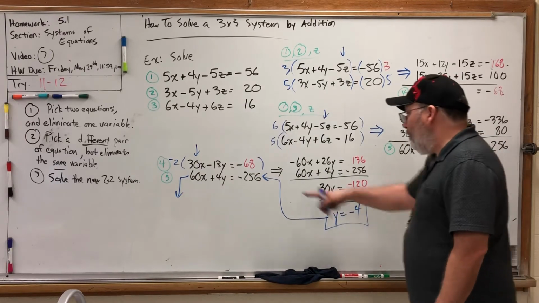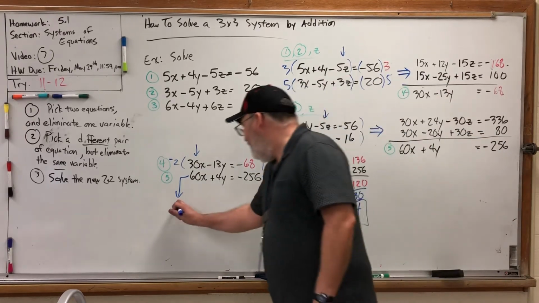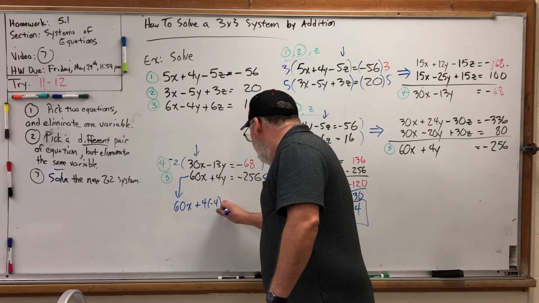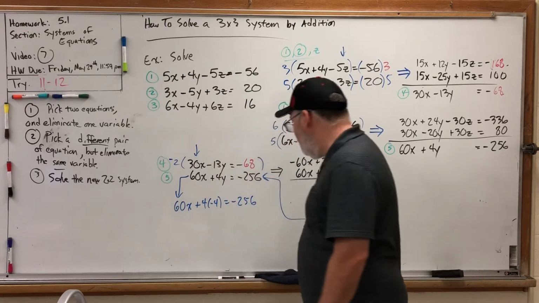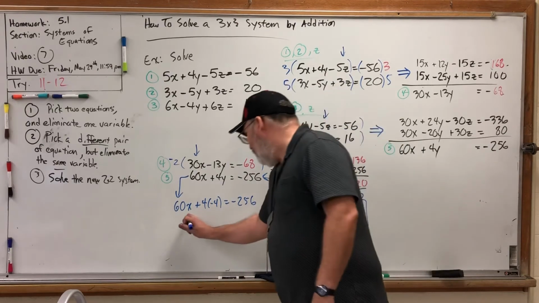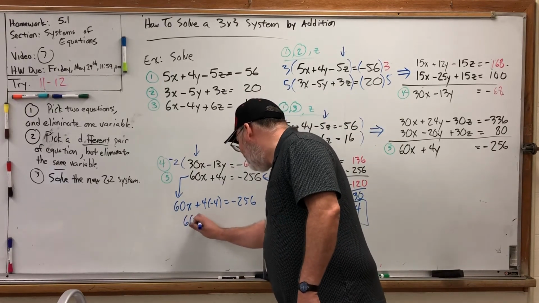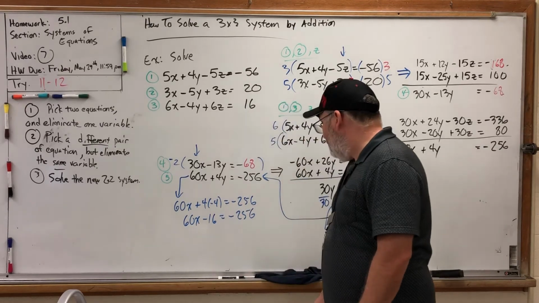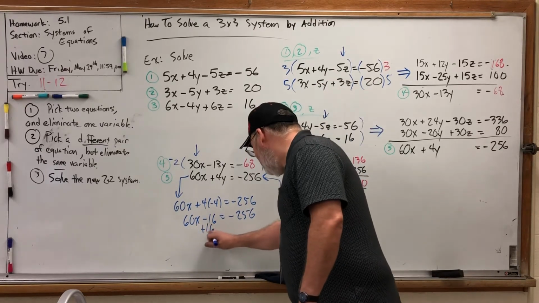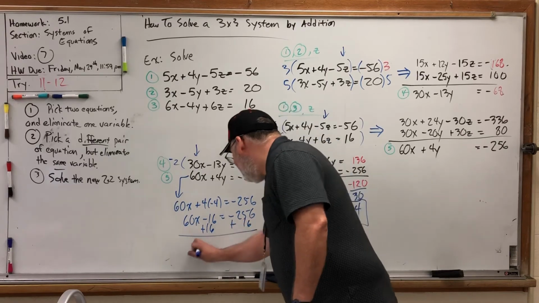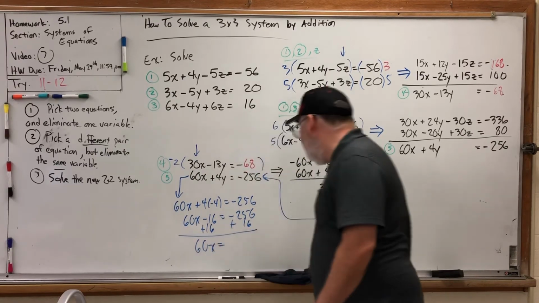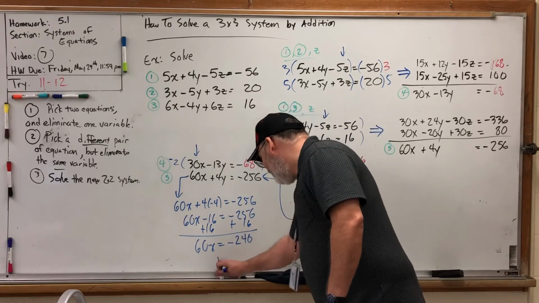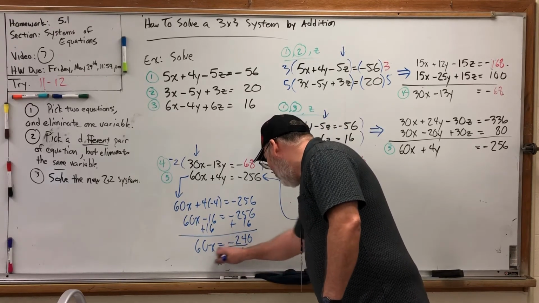So if I put negative 4 back into this equation for the y, I get 60x plus 4 times negative 4 equals negative 256. 4 times negative 4 is negative 16, so I get 60x minus 16 equals negative 256. If I add 16 to both sides, I get 60x equals negative 240. And if I divide both sides by 60, I get x equals negative 4.